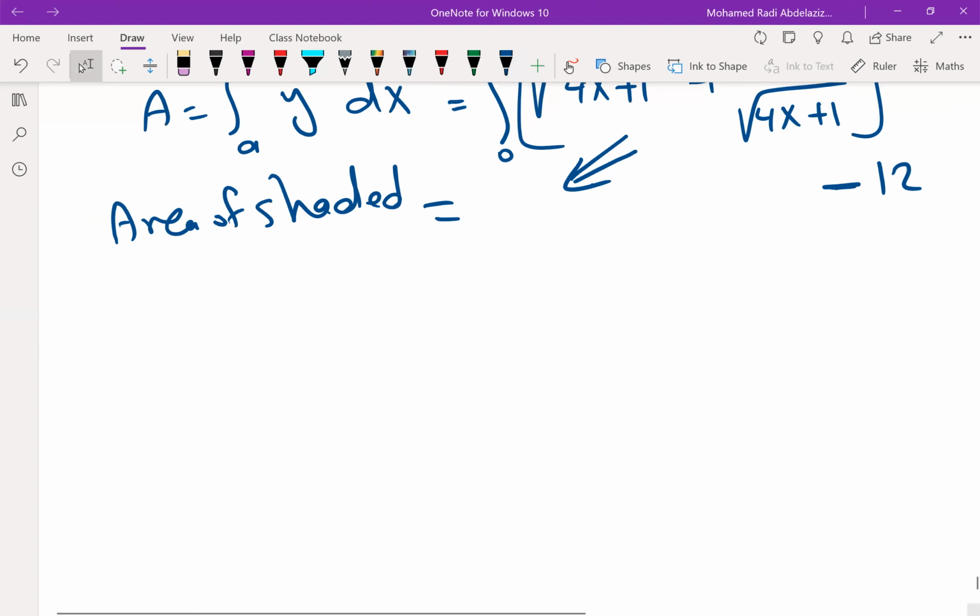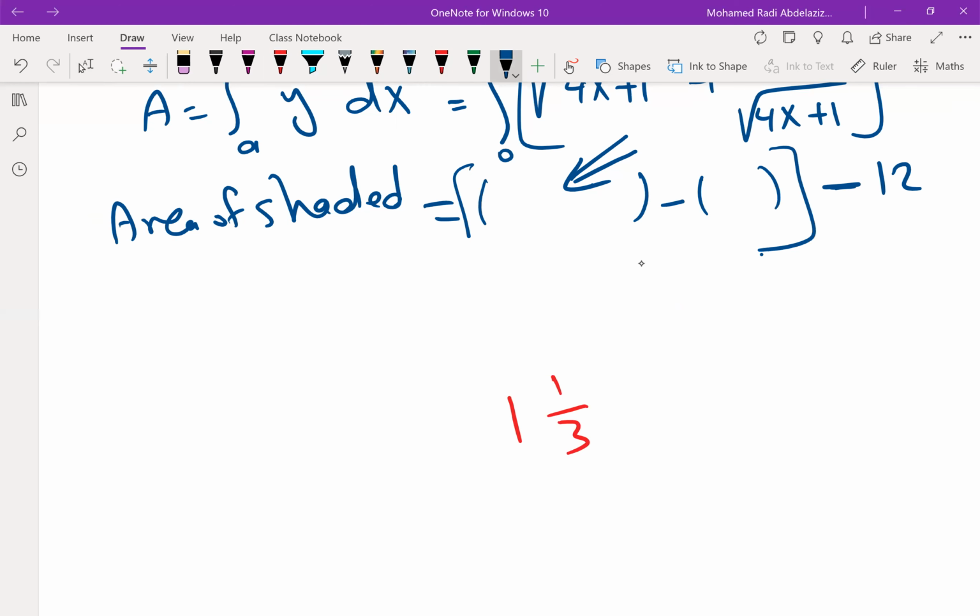You will get the final answer of the area, which is equal to 1 1/3. Don't forget, you have to show your work step by step. So you have to show me the substitution by 2 minus the substitution by 0 to get this part. Then subtract 12, which represents the area of the rectangle.